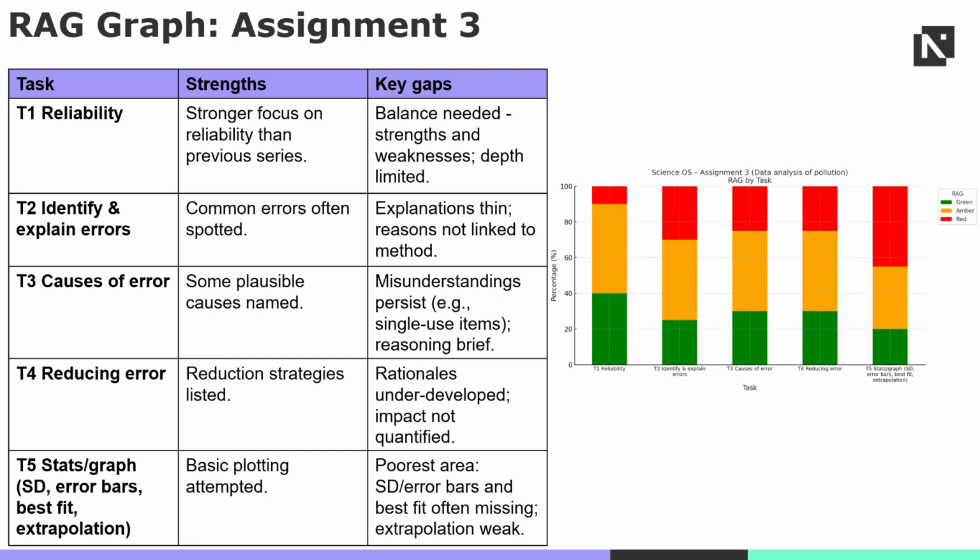If we normalise the habit, identify, explain, reduce, and always pair findings with SD or error bars and justify best fit, we move a large block from ambers and red into green.